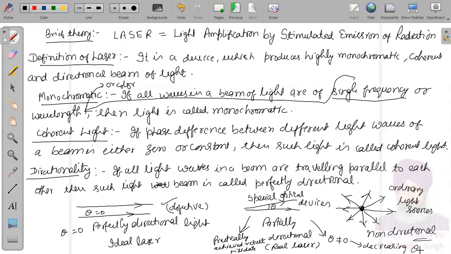Sir, what factors are stopping us from getting a perfect laser? Okay.